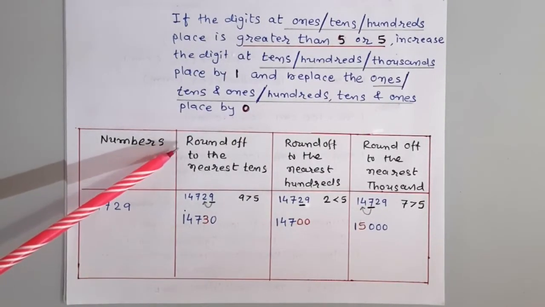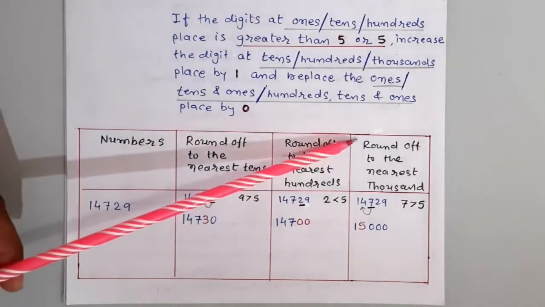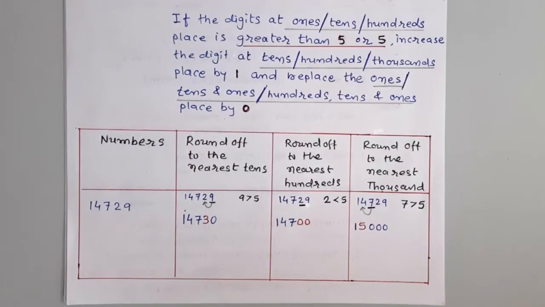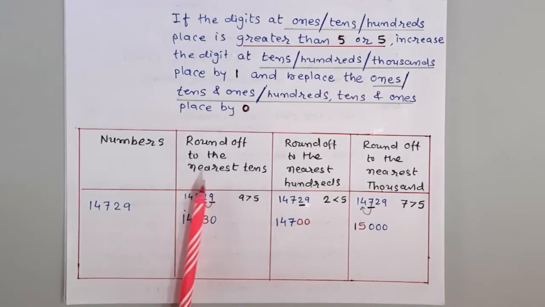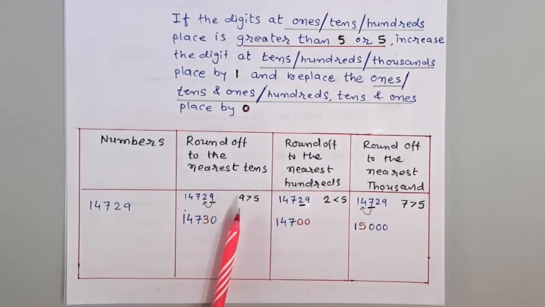Round off numbers to the nearest 10, the nearest hundred, and the nearest thousand. Take 14,729. This number can be rounded off to the nearest 10. Underline the unit place digit 9, which is greater than 5, so we have to increase the tens place by 1, so the estimation will be 14,730.